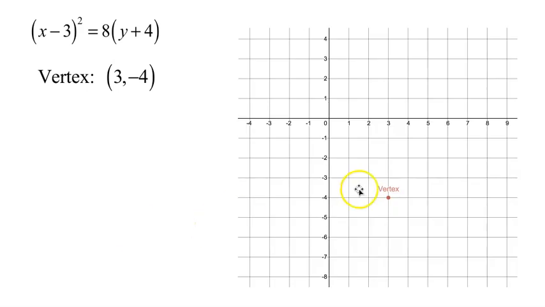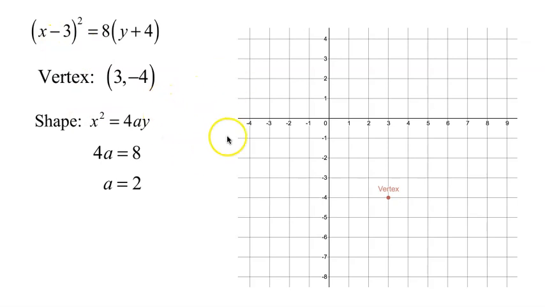So let's see that. Our shape, though, is still x squared equals 4ay. And so x squared equals 8y is what we have here as our shape. So if that's the case, 4a has to be 8, our multiplier. So a is 2. So our focus is 2 units away. This is an upward opening parabola. X squared equals 4ay opens upward. So the focus is 2 units above. So my focus will be at 3, negative 2.